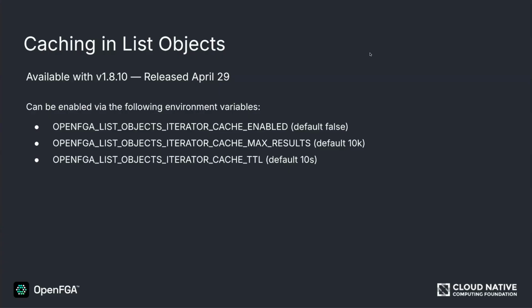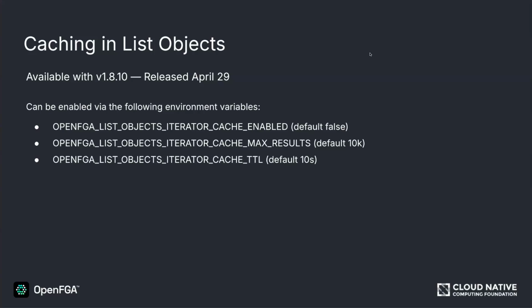Historically, we haven't had a cache implementation in list objects, which is unfortunate because it lends itself to doing lots of duplicate work. So I'm a member of the engineering group. If you say, give me all the documents which Justin can view, it will find that I am part of the engineering group, and it will query for all of the documents that the engineering group can view, and it'll return that. And then if Andres comes in 1 second later, he's a member of the engineering group.